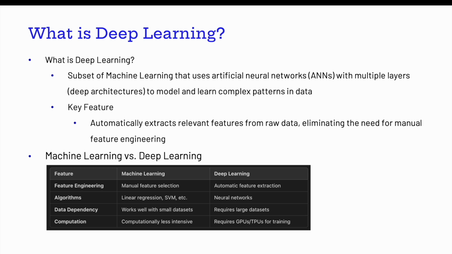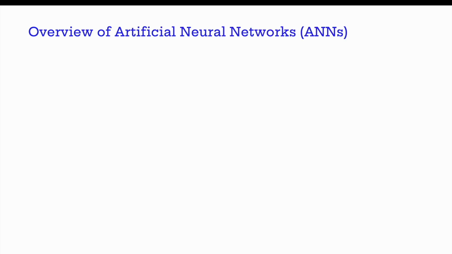And for computation, it's computationally less intensive in machine learning, whereas in deep learning, it requires GPUs and TPUs for training. So some of the exercises that we will be doing might take much longer than usual to run if you are running on a simple machine. But if you have access to some of the GPU, TPU machines online, in the cloud, you can probably run much faster. So let's go ahead and look at the overview of artificial neural networks, or ANNs.